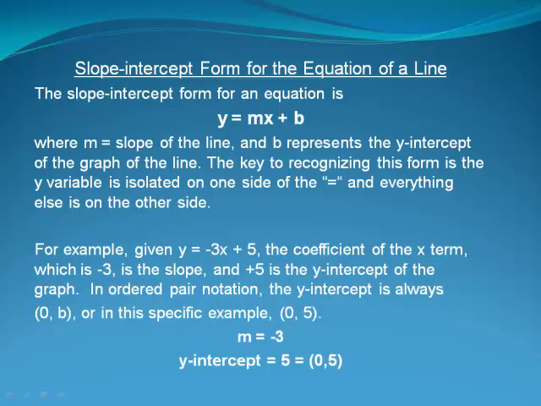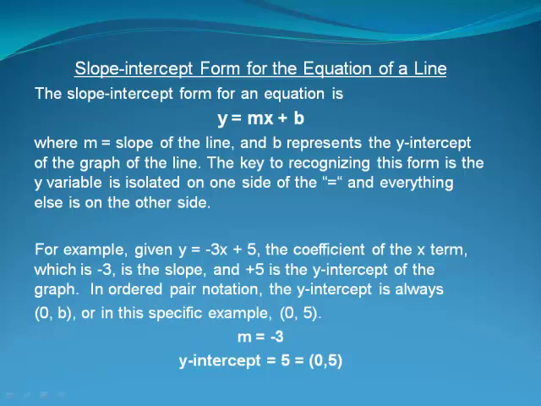The new form for an equation of a line is slope-intercept form that we've not seen before. The slope-intercept form for an equation is y equals mx plus b, where m is the slope of the line and b represents the y-intercept of the graph of the line. The key to recognizing this form is the y variable is isolated on one side of the equal sign and everything else is on the other side.